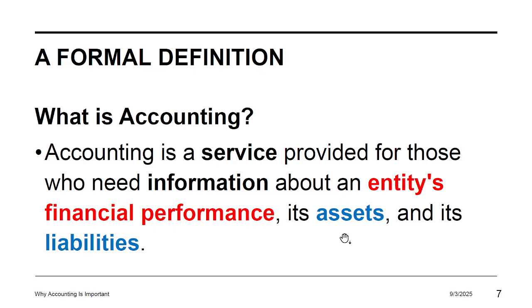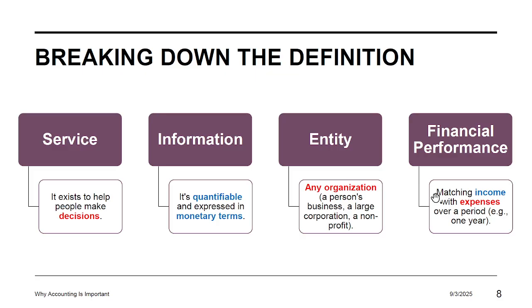Let's look at the formal definition of accounting. Accounting is a service provided for those who need information about an entity's financial information. So, what does it mean, the entity? We look at the data: the assets and the liabilities. So here we have key important items: financial performance, assets, and liability. Now let's break down the definition together.